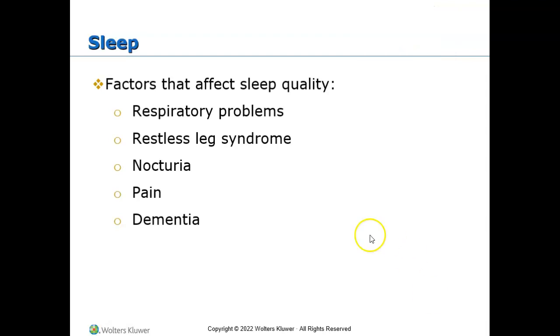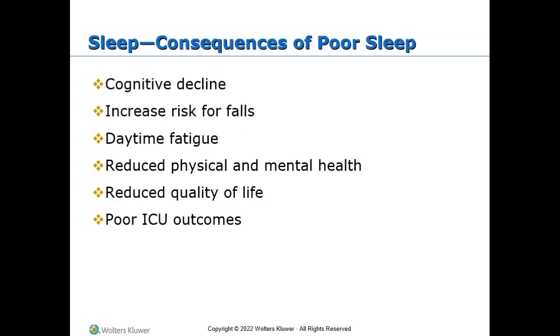So here's some different things that may affect sleep. We mentioned nocturia. Pain, obviously, would be one that would affect sleep. So if you have arthritis or an injury that's causing pain, a form of dementia, sometimes at night they become very restless. Then you have restless leg syndrome and respiratory problems here. So if you don't get good sleep, all of these things are impacted.